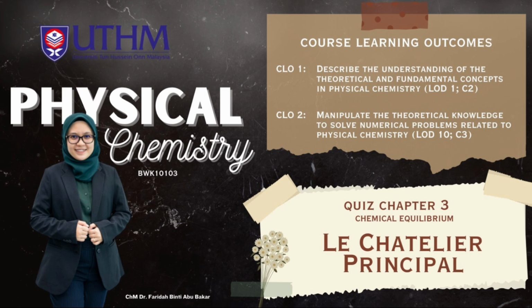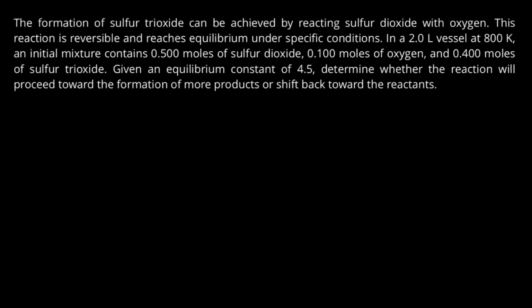In this video, we shall learn about a question on Le Chatelier's Principle. So let's get started. The formation of sulfur trioxide can be achieved by reacting sulfur dioxide with oxygen. This reaction is reversible and reaches equilibrium under specific conditions.